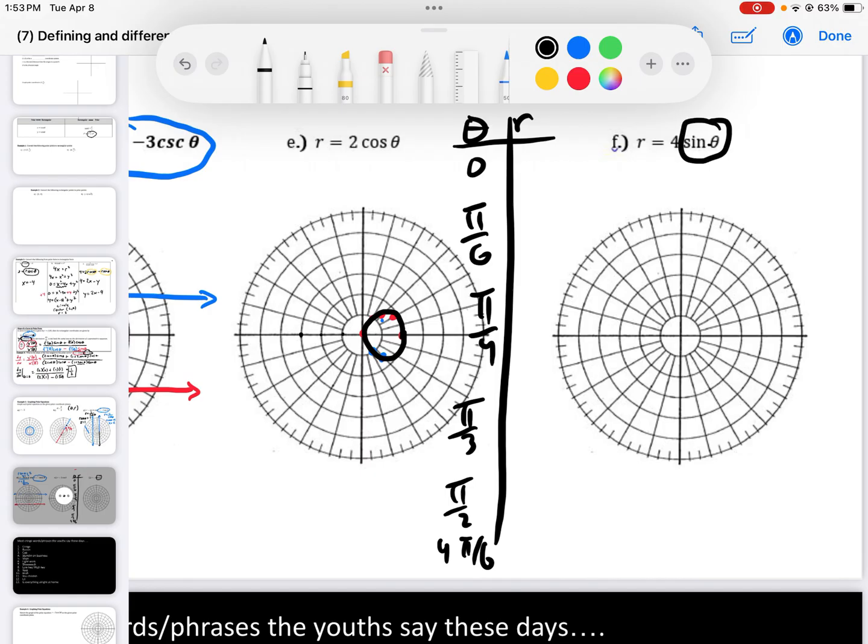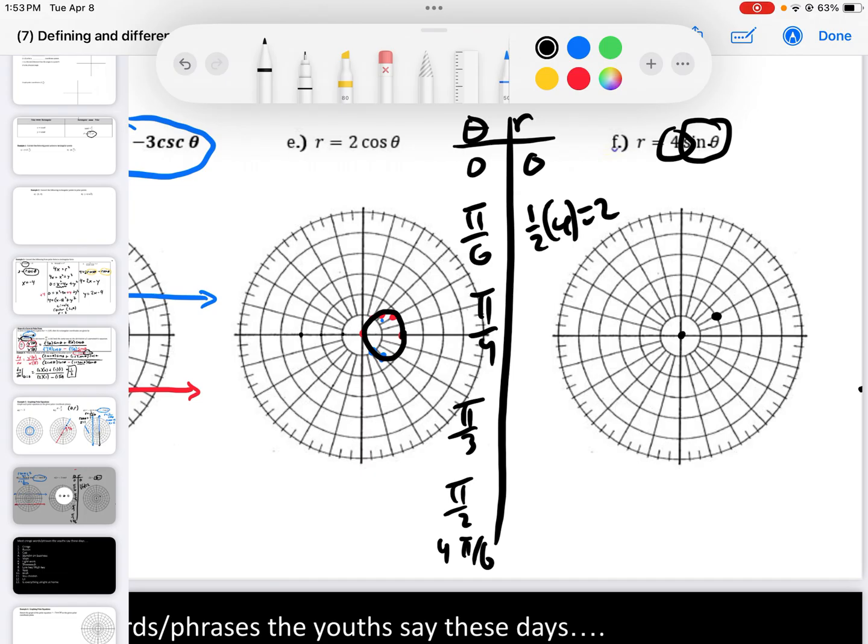All right, so I'm going to plug in 0 for sine. Sine of 0 is 0. So 0 times 4 is just 0. So this one starts here. Okay, so plug in pi over 6. Sine of pi over 6 is 1/2. Then I multiply it by 4, so I get 2. So pi over 6 is this radian. So along that line, I go out 2. Whoops, that looks a little ugly.